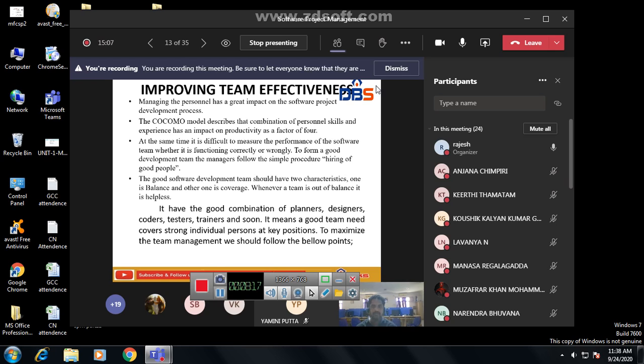It means a good team needs to cover strong individual persons at key positions. So everything, the combination is very good. It may be planner కానివ్వండి, designers కానివ్వండి, coders కానివ్వండి, testers కానివ్వండి, trainers కానివ్వండి. So it will be a better combination. So we good strongly అని చెప్పచ్చు. ఓకేనా. It means a good team needs a cover of strong individual persons at key positions. To maximize the team management, we should follow the below points.